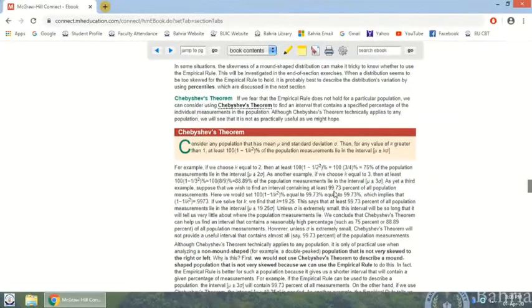I believe we have to do this as well. This is mu plus minus k sigma, which is something that you have to memorize at the moment, as we are falling short of time here. Consider any population that has mean mu and standard deviation sigma. Then for any value of k.